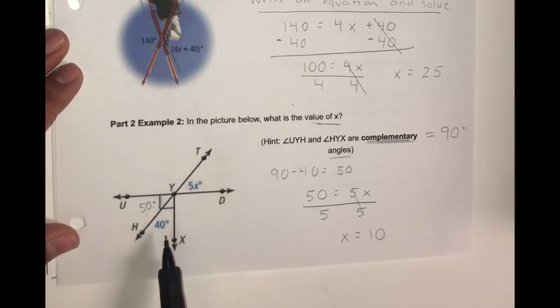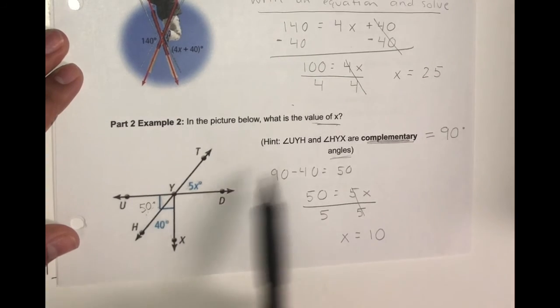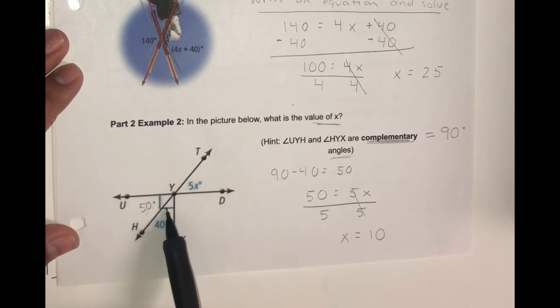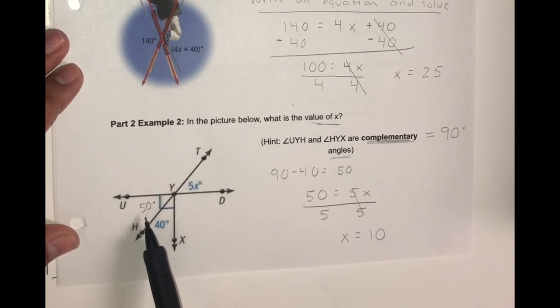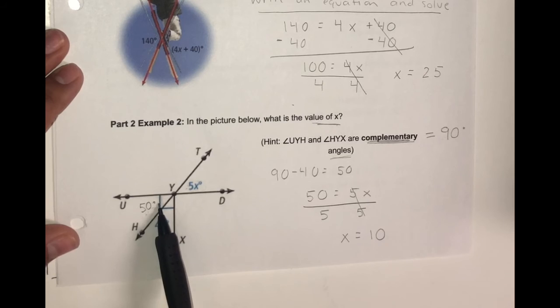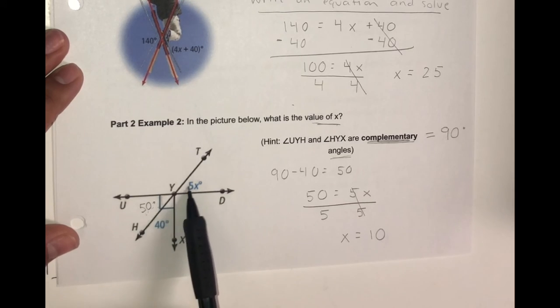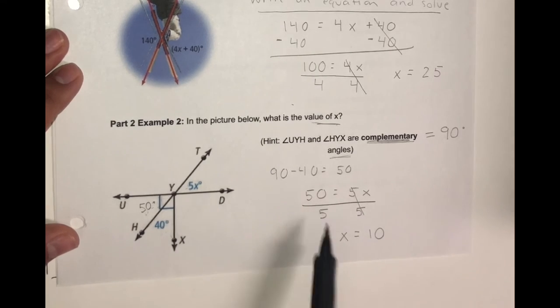Just want to explain this problem one more time. This hint told us that angle UYH and angle HYX are complementary, meaning that these two added together equal 90 degrees, and we know that because they told us. And here's the little right angle symbol. So if we know this part of it is 40 degrees, well, we would know then this has to be 50 because 40 plus 50 is 90 degrees. Now that we solved that missing piece, I know these two angles are vertical to each other, meaning that they're equal, so we can write our equation and then solve for x.